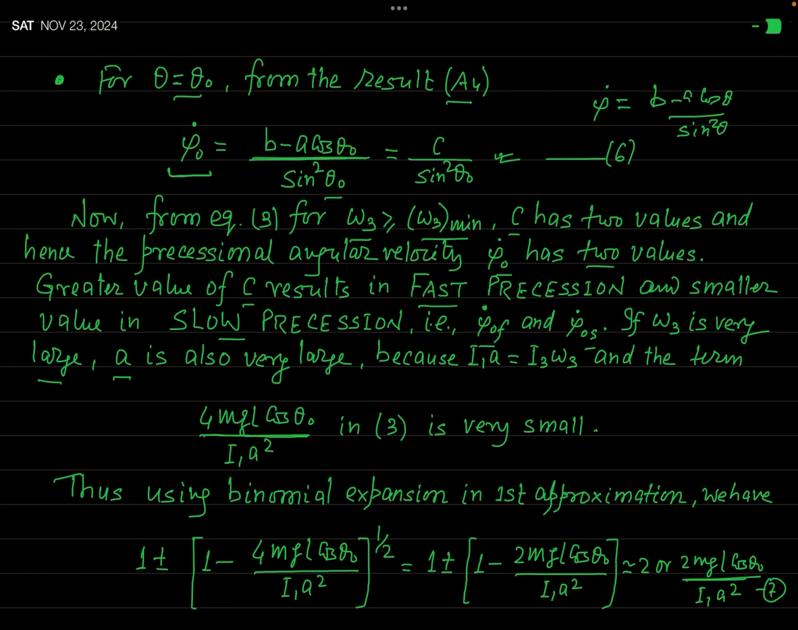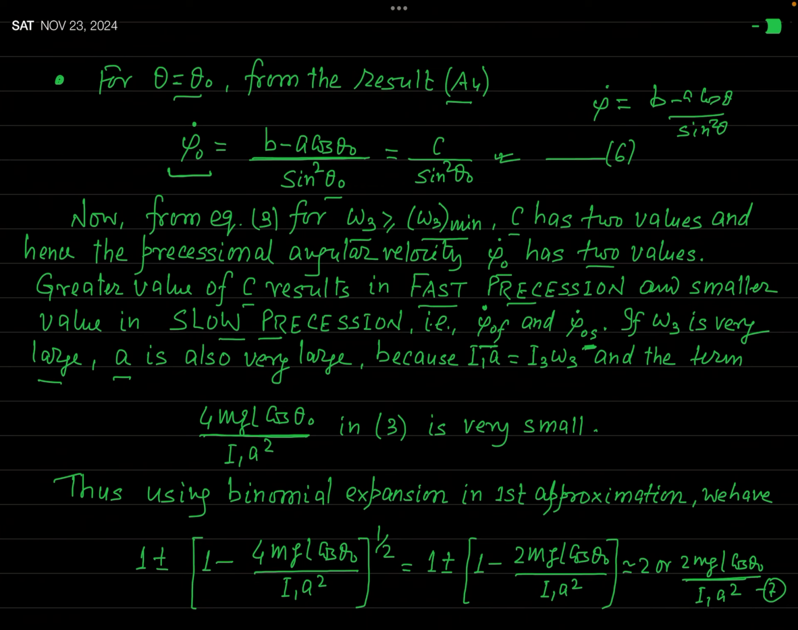So the greater value of C results in fast precession, and the smaller value of phi naught dot will be the case of slow precession. And we denote this precessional velocity for fast precession and slow precession by the symbols phi naught f dot, where f stands for fast, and phi naught s dot, where s is for slow.